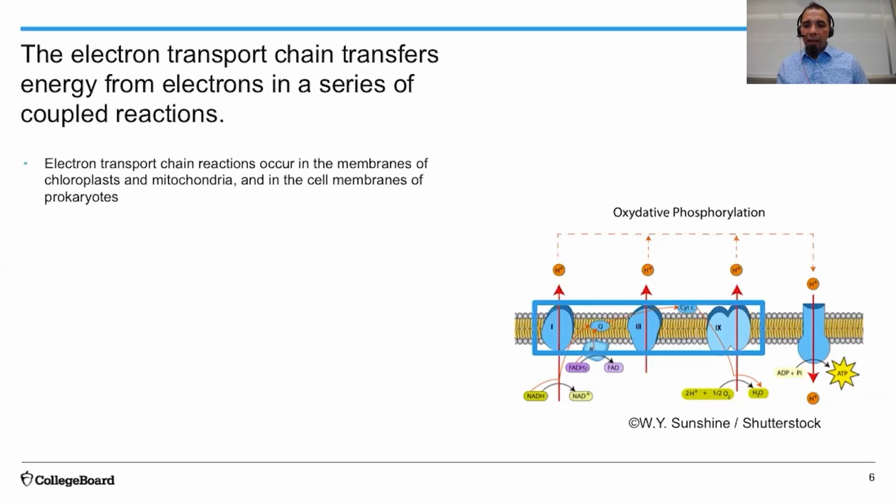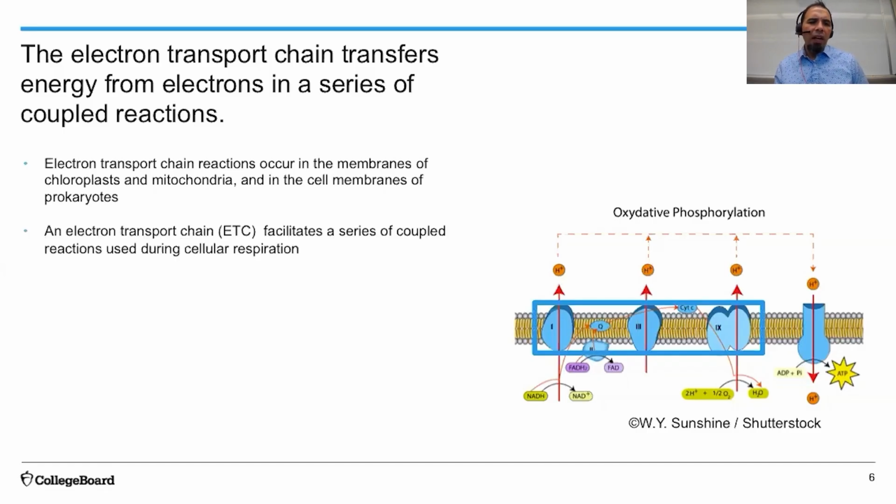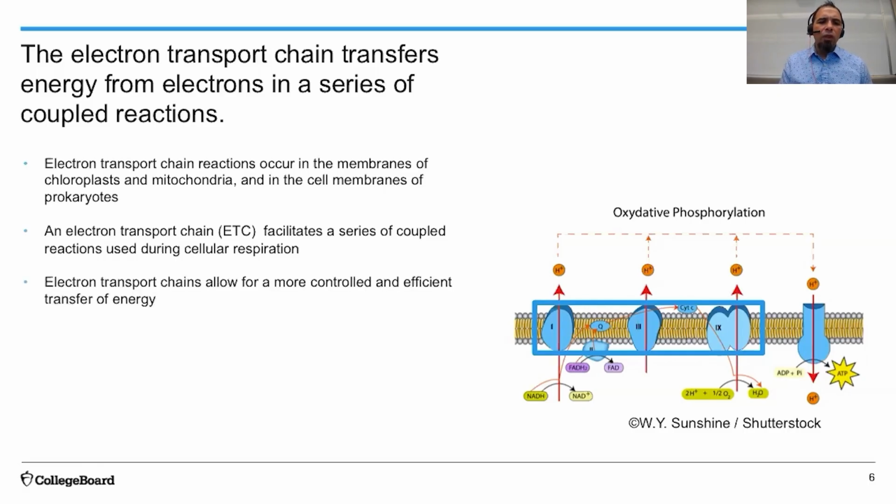And so there again, in that blue box, I'm showing you the electron transport chain. An electron transport chain facilitates, again, facilitate means to help, a series of coupled reactions used during cell respiration. Again, if you're not sure what coupled means, maybe pause the video, maybe ask a friend, put a text in the Zoom chat. And so the electron transport chain allows for more controlled and efficient transfer of energy.